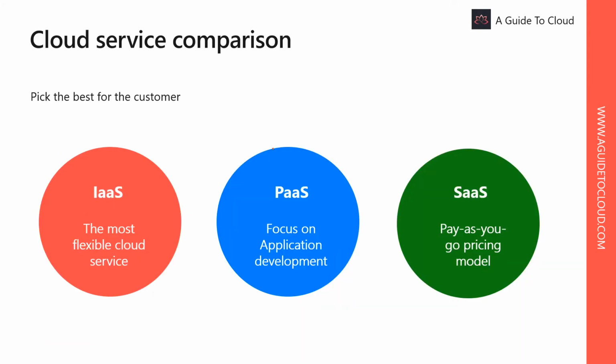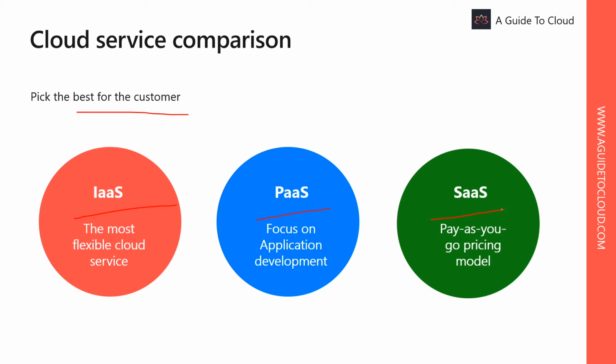When you try to compare these services and pick the best one, always try to pick the best for the customer, which offers the right choices for the services you're trying to host in the cloud. If you go with Infrastructure as a Service, like we talked about, this is the most flexible cloud service available under public cloud. If you would like to just manage your application and you are looking for an application development platform, you use PaaS services. And finally, if you want to go with a pay-as-you-go model, you tend to look into a software as a service model as well.